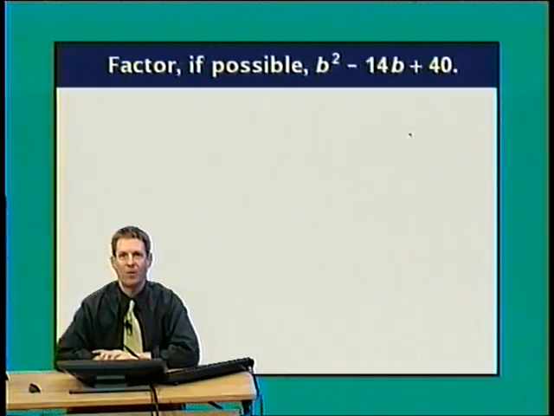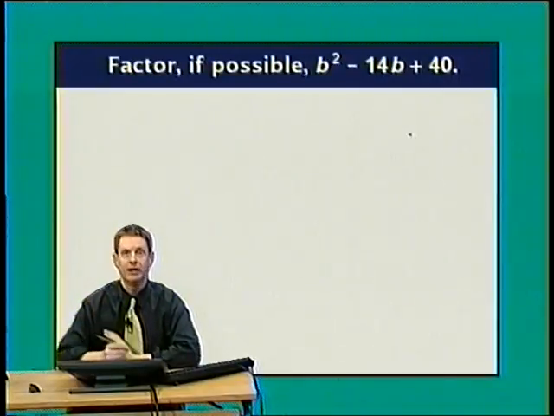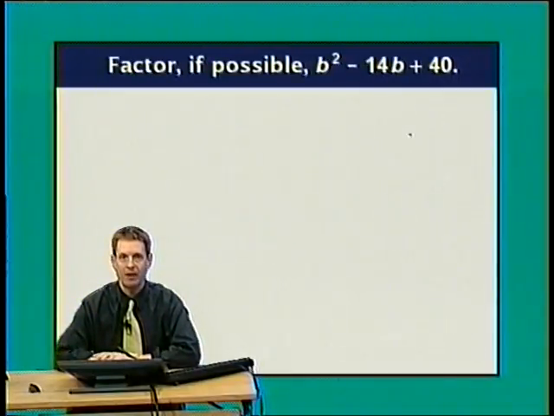b squared minus 14b plus 40. See if you can figure it out. I need 2 integers that multiply to 40 and add to negative 14. Since they're multiplying to 40, which is positive, the 2 integers have the same sign. Since they're adding to negative 14, the common sign must be negative.